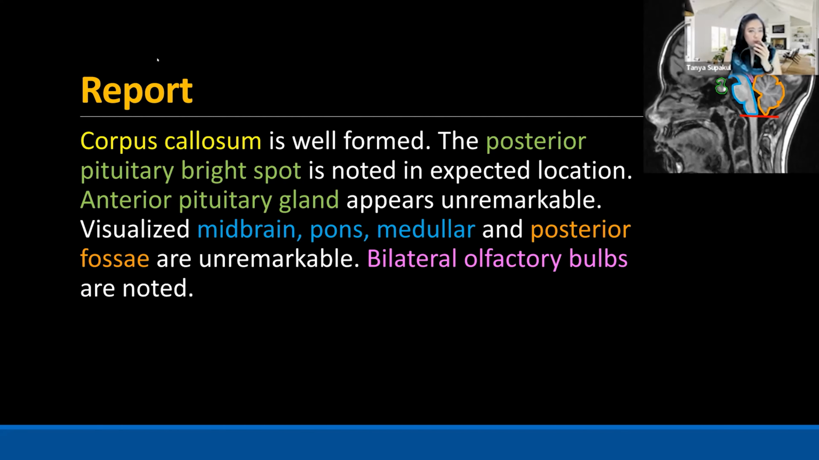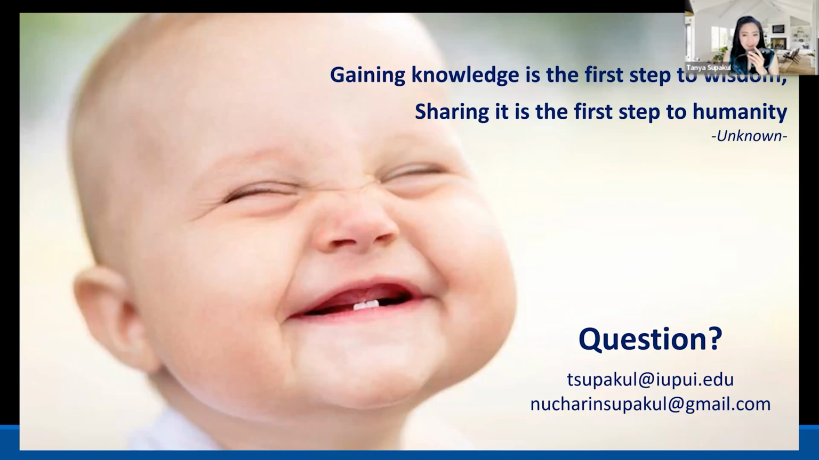So in terms of the report, for the sagittal T1 things we talked about today, this is what I normally put in my dictation: I talk about the posterior fossa, the corpus callosum, and the posterior pituitary bright spot. I mention the anterior pituitary gland. I talk about the midbrain, pons, and medulla, also the posterior fossa. And the olfactory bulbs is something I normally check, and I consider it a midline structure. I think that's it for me today.